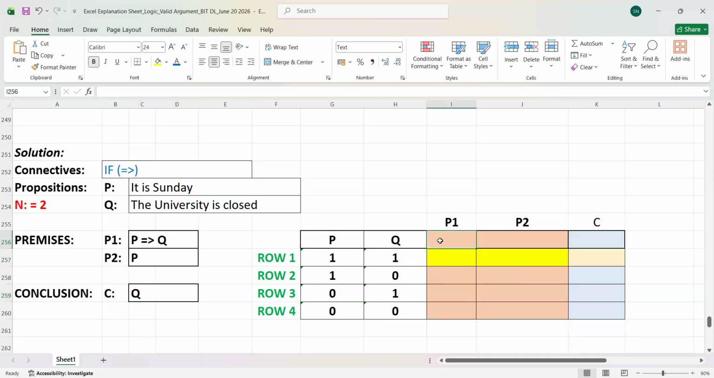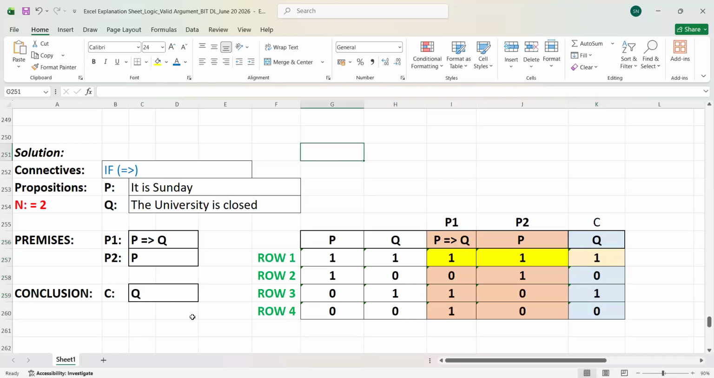So let's do that. P implying Q. And then I repeat P, then I repeat Q. Now P implying Q, remember we are looking for true here and then false there, and it's occurring in row 2. This is the only place that it is false. Everything else will be true. Now, the second premise we said is P, so we just repeat these truth values: 1, 1, 0, 0. And then the conclusion is Q, so repeat the Q values: 1, 0, 1, 0.